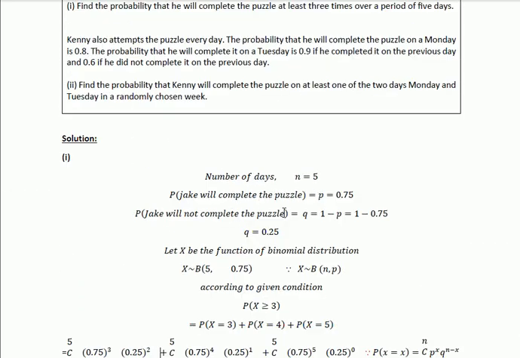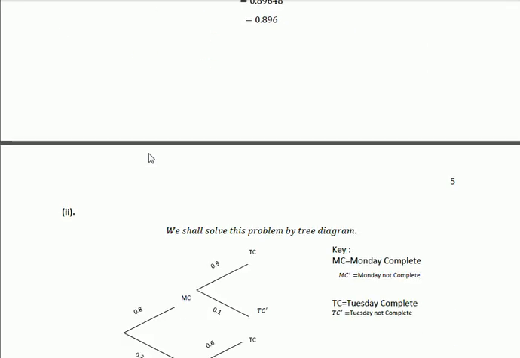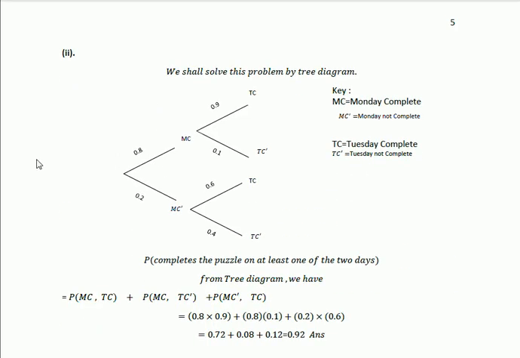In part B, find the probability that Kenny will complete the puzzle on at least one of the 2 days, Monday and Tuesday, in a randomly chosen week. So now we shall find out the probability that Kenny will complete the puzzle on at least one of the 2 days, Monday and Tuesday. First of all, we shall complete the tree diagram so that we can solve the question easily.